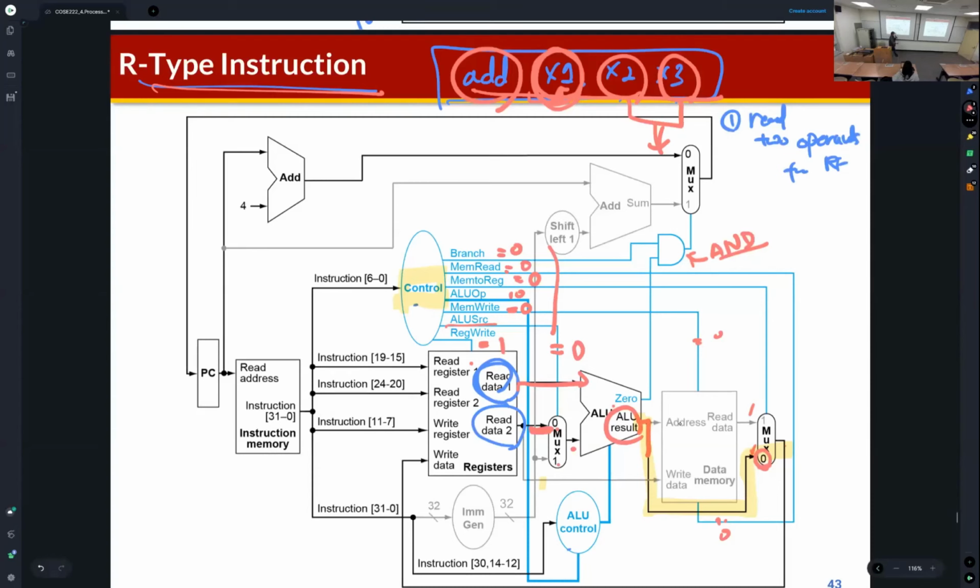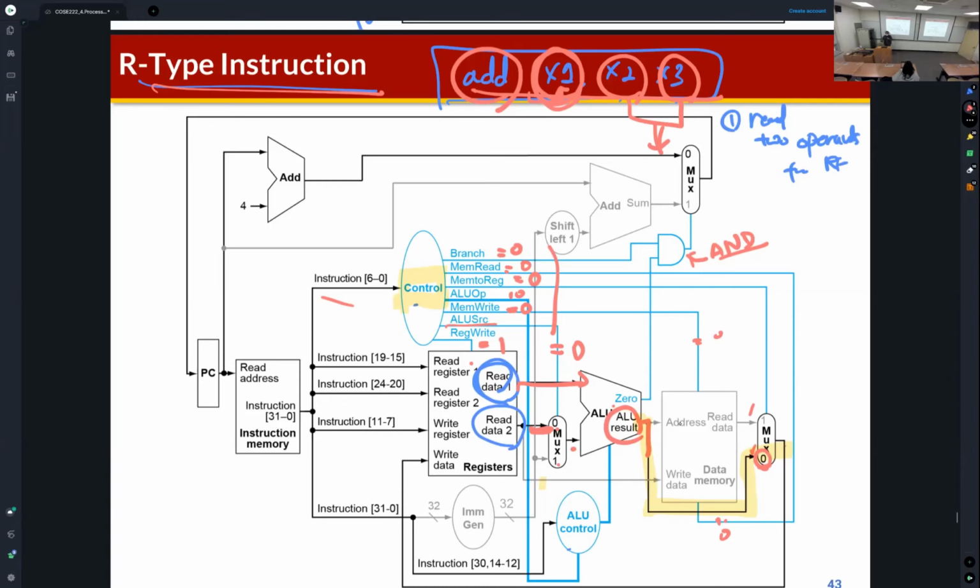So we can decide all control signals based on the instruction types. If this instruction is the R-type instruction, the control signals are determined like this: branch is 0, mem read is 0, mem write is 0, mem to reg is 0, ALU OP is 1, 0, and then reg write is 1.